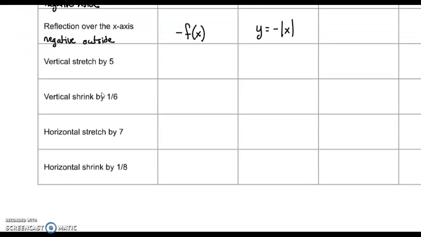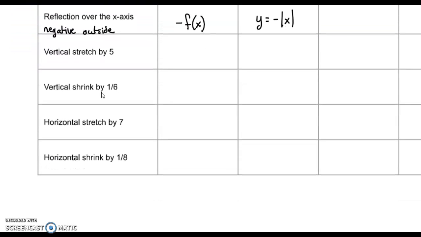Okay, let's talk about vertical stretches and shrinks. So vertical stretches and shrinks are done on the outside. Vertical is always outside of the parentheses or the absolute value, and vertical things are multiplied by the number.